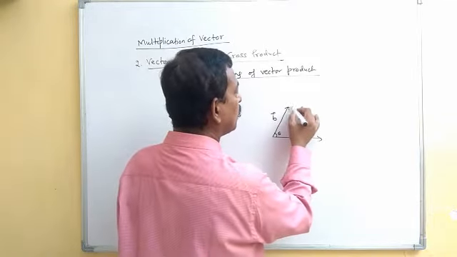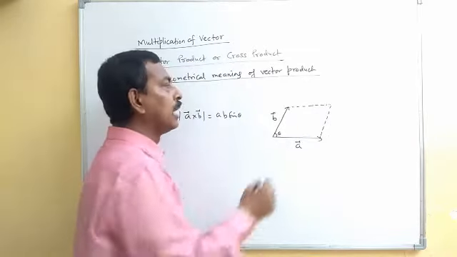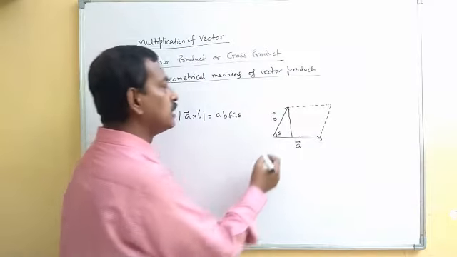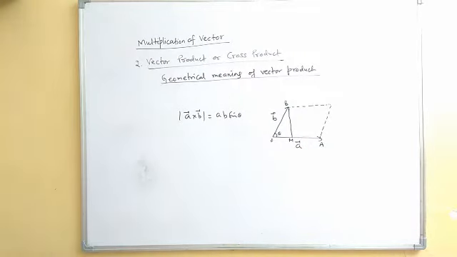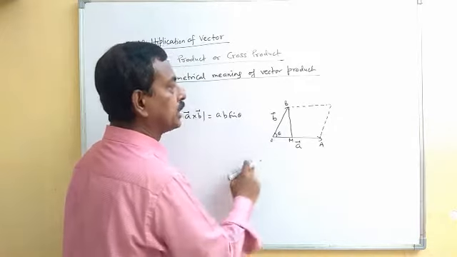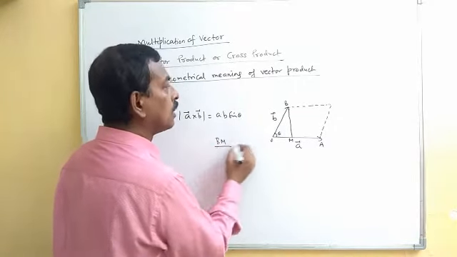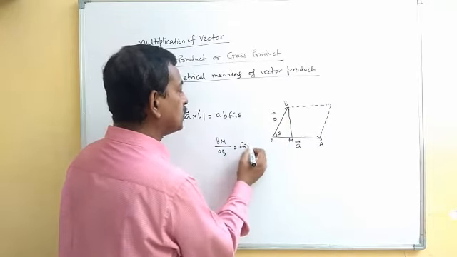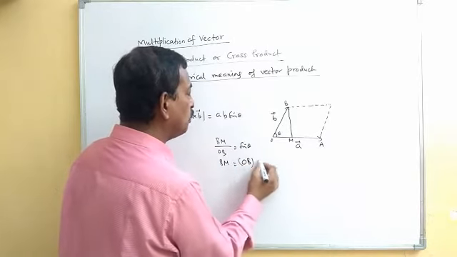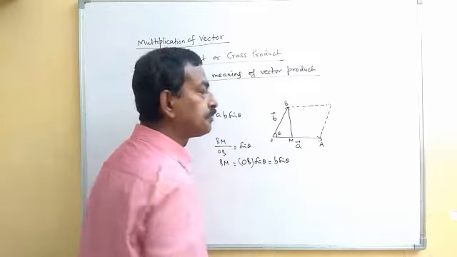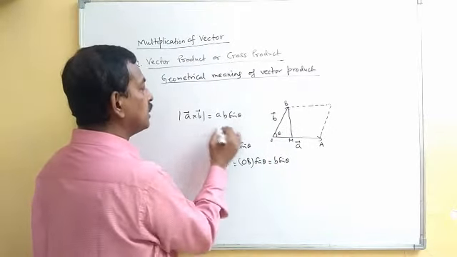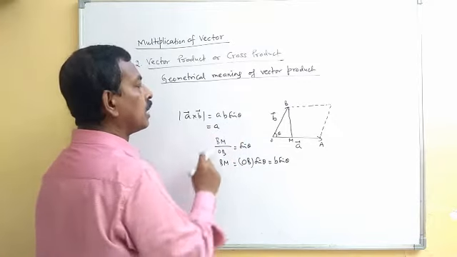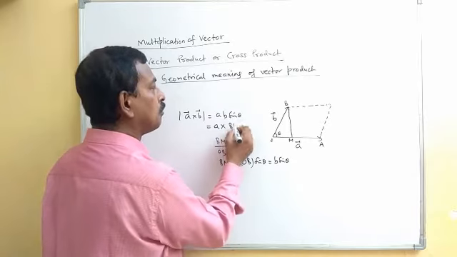So here, if we consider this as a parallelogram and we drop a perpendicular from here, this is your OA, this is B and this is your M. Now in this figure, if you consider BM by OB, this will be sine theta, and BM equals OB sine theta, which is B sine theta. So the term AB sine theta can be written as A into this BM.